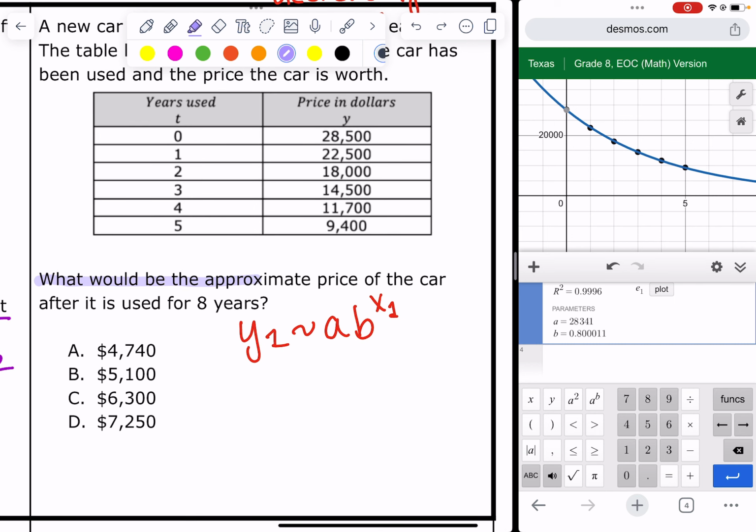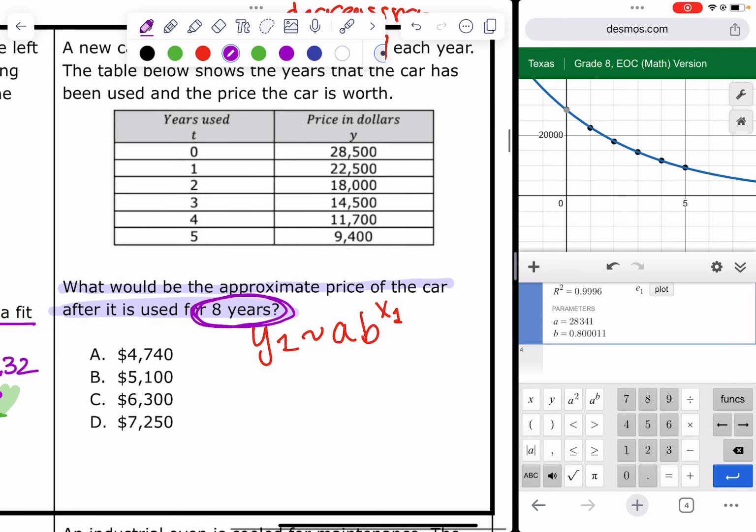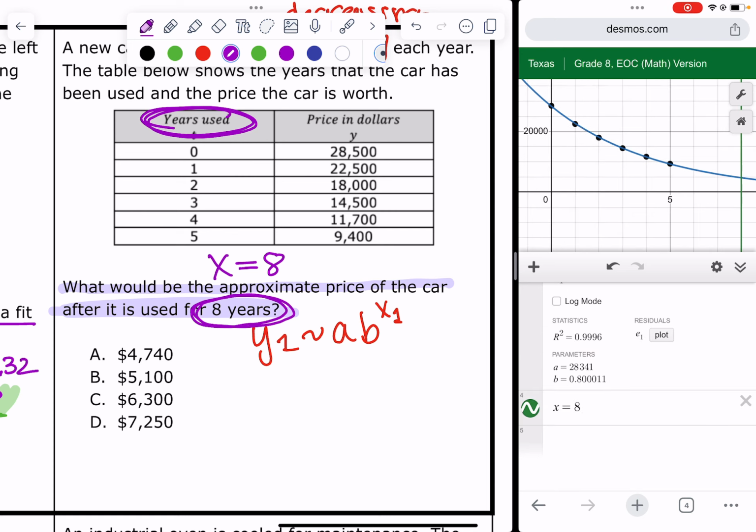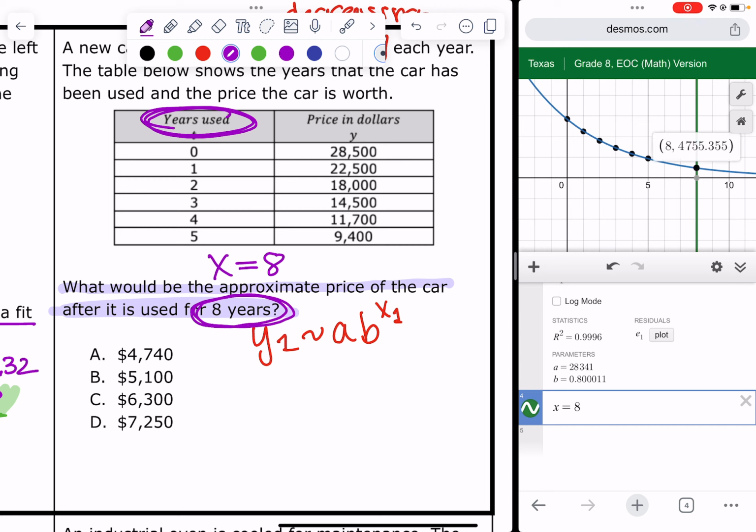It says, what would be the approximate price of the car after it's used for 8 years? The 8 years is the important part. Years is going to be x. So x equals 8. So in my table, I'm going to put x equals 8. I just got to move the graph a little bit and see where they touch. So 8, comma, 4755.355. Again, they gave us 8, so that can't be my answer.